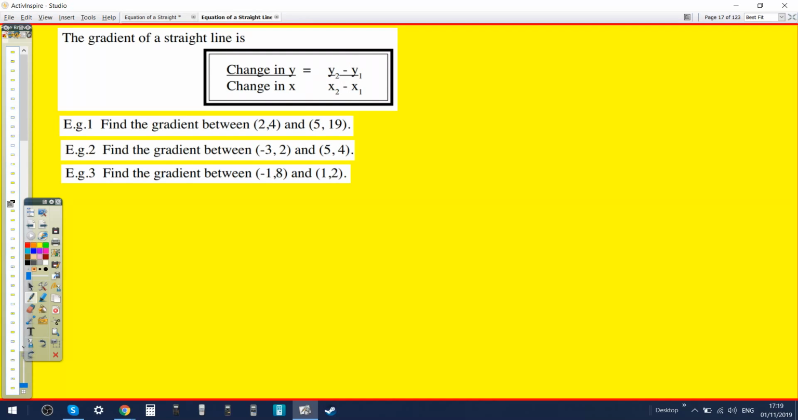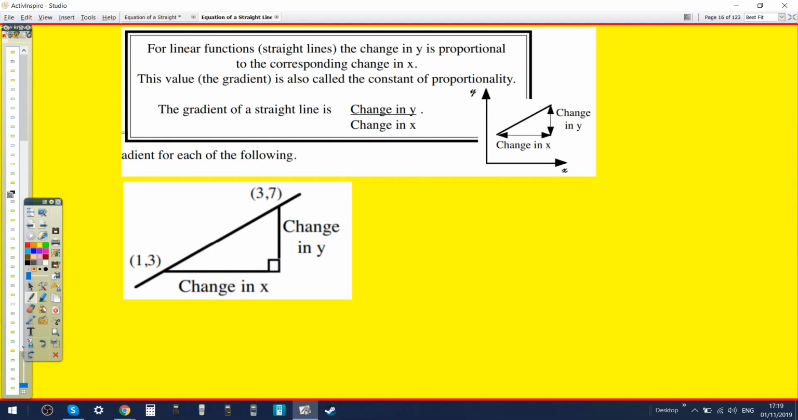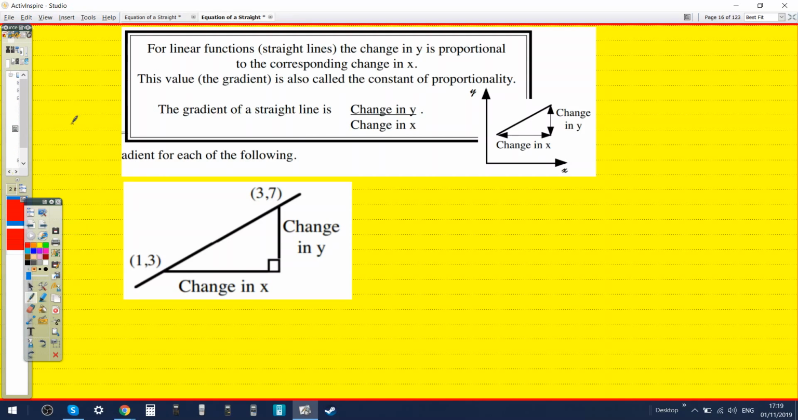Yeah. So let's say, what would be the gradient of this? 3, 7 over 1, 3. So it's y2 minus y1 over x2 minus x1. Yeah. So the numerator would be 3. The denominator would be 3, I think.